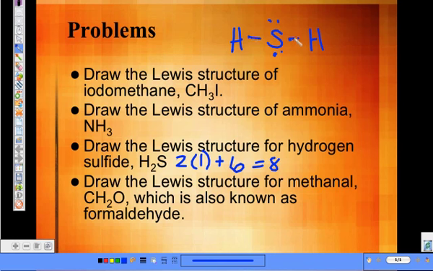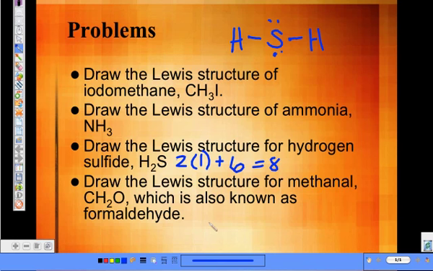So let's draw the dashes in. Check the octet. Sulfur has 2, 4, 6, 8 valence electrons now. Hydrogens each have 2, so everything's stable. And that would be our structure.